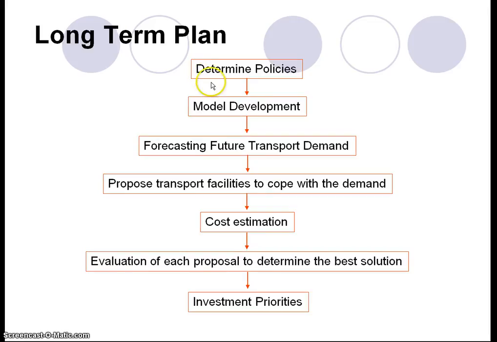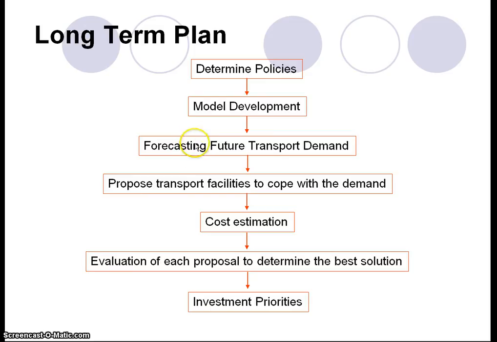And for the long-term plan, we have to determine our policy, whether we want to have less carbon in the air, so that means fewer cars on the road. And then we develop our model to forecast the future. In transport planning, we look into the future using a model, not a crystal ball.